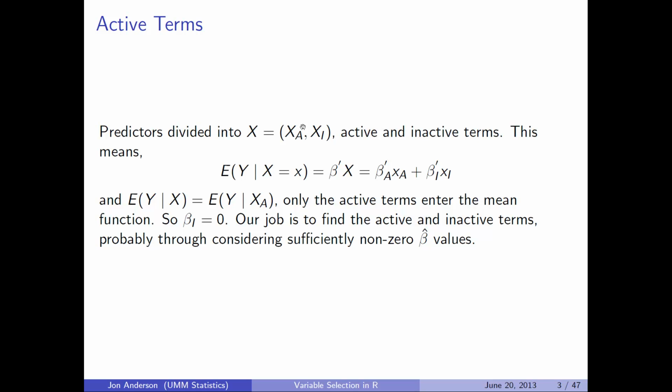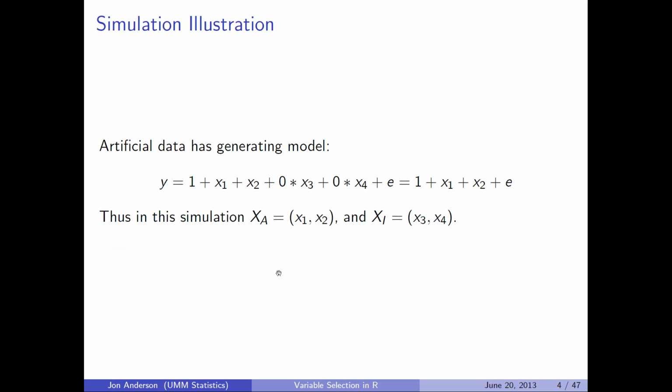When I write this expression for the mean function of y given x, you'll notice the way I've written it is that all of the variables are part of it, except for the inactive terms, the beta generating coefficients are actually 0, which wipes out their contribution. The problem that we have as statisticians is figuring out which predictors are active and which ones are inactive.